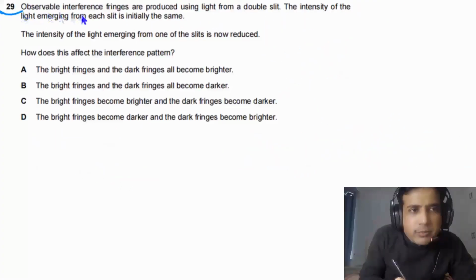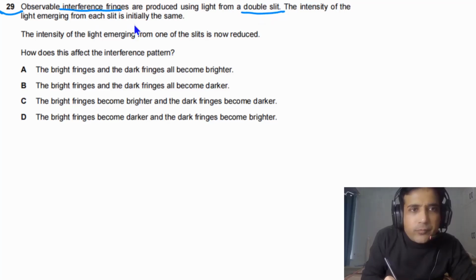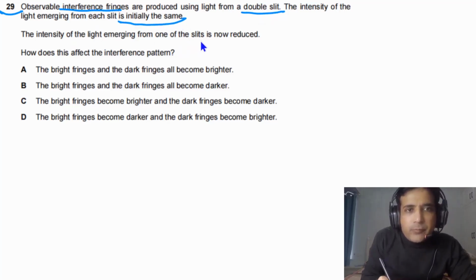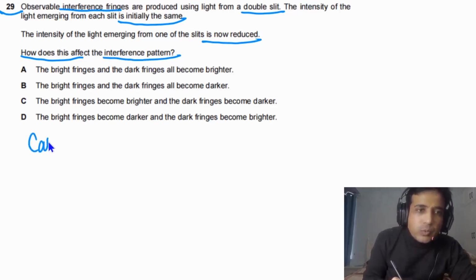For question number 29, it is given that interference fringes are produced using light from a double slit. The intensity of the light emerging from each slit is initially the same. The intensity of light emerging from one of the slits is now reduced. How does this affect the interference pattern? First of all, we will just discuss 2 cases.